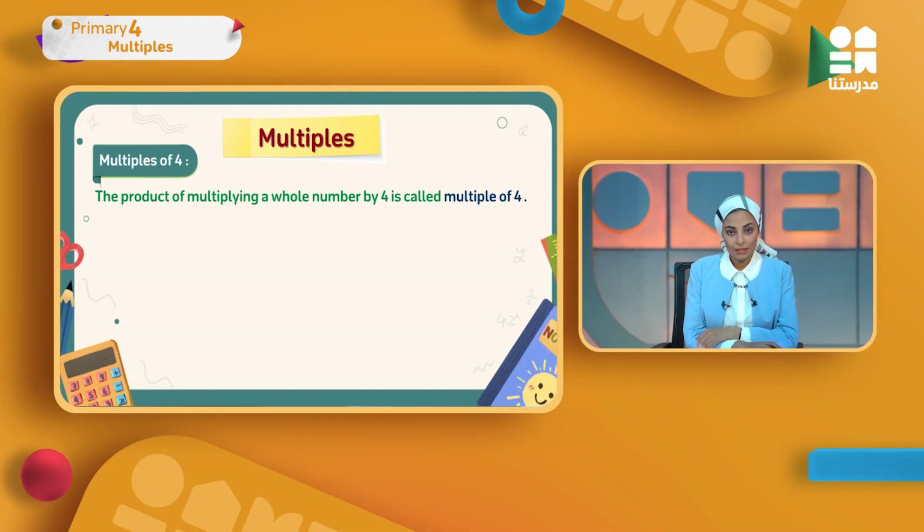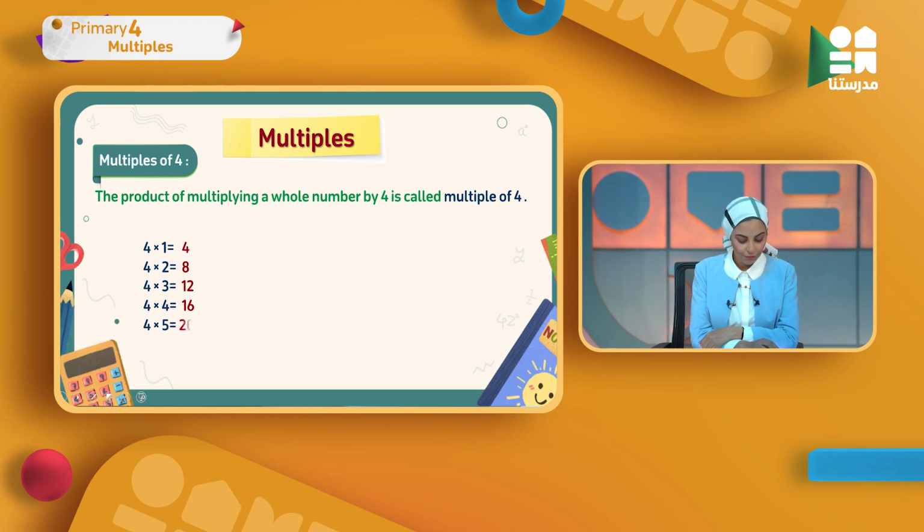To find the multiples of 4, I must write table 4. Okay, what are the multiples of 4? Multiples of 4 are the products of multiplying a whole number by 4. First, I must write table 4. Let's remember table 4 altogether. 4 times 1 equals 4. 4 times 2 equals 8. 4 times 3 equals 12. 4 times 4 equals 16. 4 times 5 equals 20, and so on.